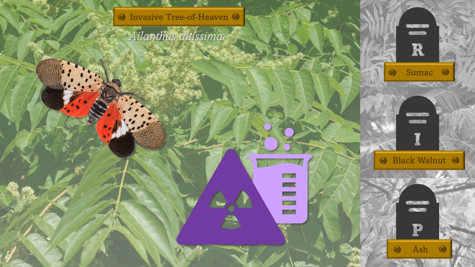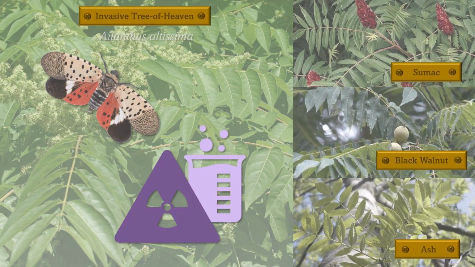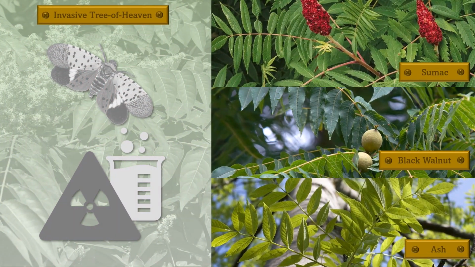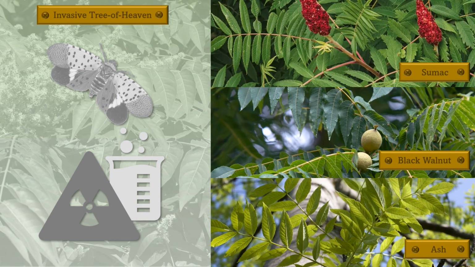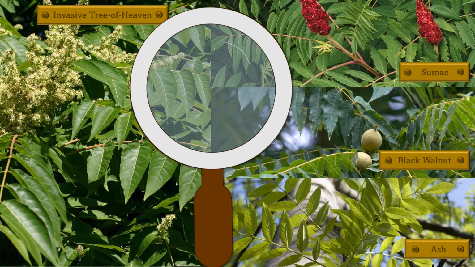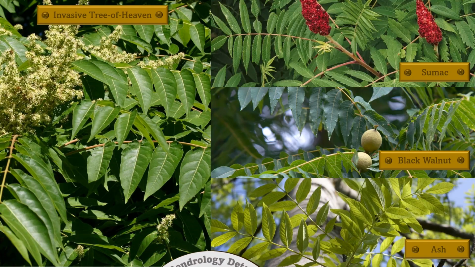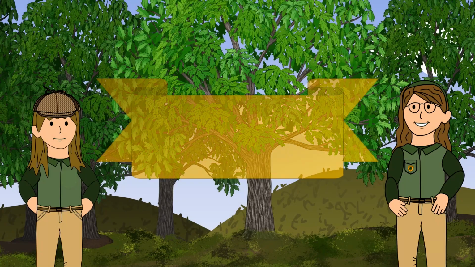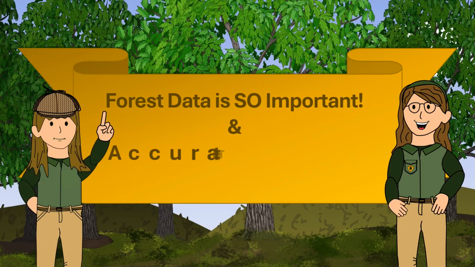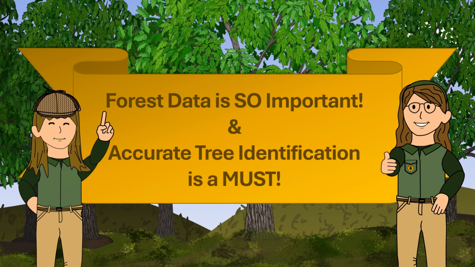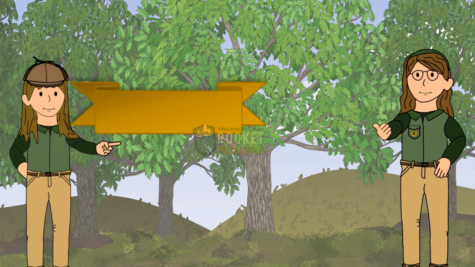For these reasons, we want to promote and protect native trees, while controlling the tree of heaven population, and hopefully eradicating it wherever possible. By becoming dendrologist detectives, we know the clues to look for in differentiating between native and invasive species such as these, which help us know the proper management steps to take. That's why forest data is so important, and accurate tree identification as a part of that data is way more than just a want. It's a need.